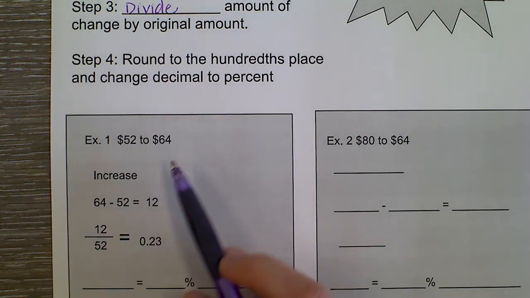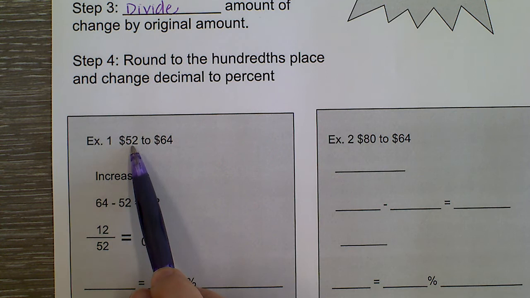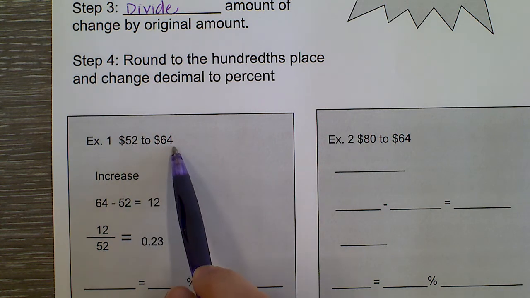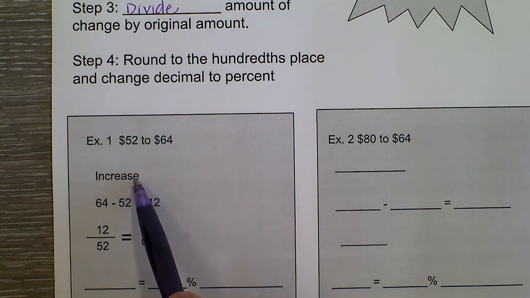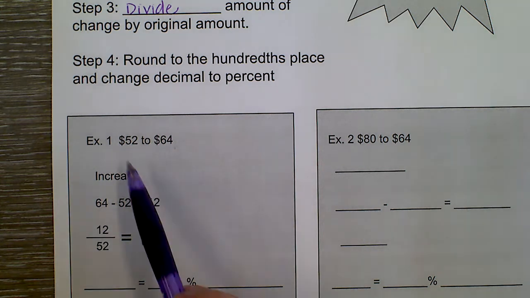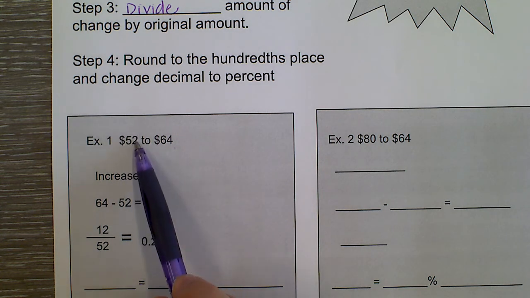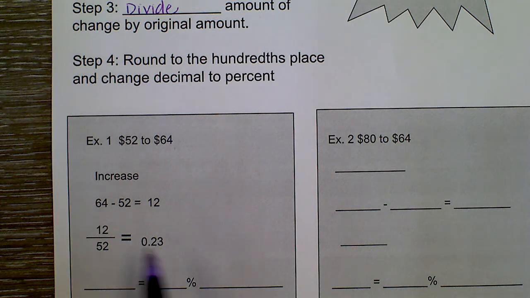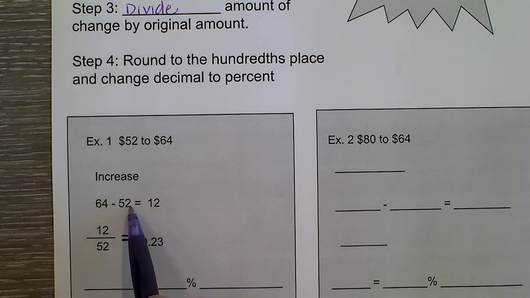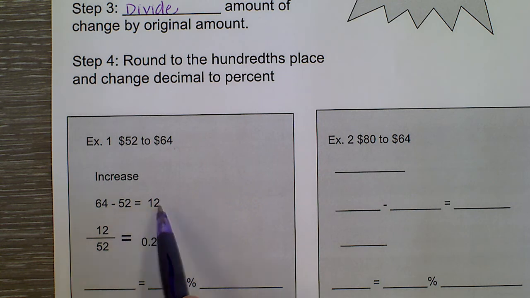In the first one, we have $52 to $64. So the first thing that I need to do is determine if it's an increase or a decrease. Well, if I did have 52, now I have 64, that's a percent increase. Then you're going to subtract. 52 comes first in the problem, but that doesn't matter when you're subtracting. You just want to find the total difference between the two. So it makes it easier to subtract if you start with your bigger number. 64 minus 52 is 12.